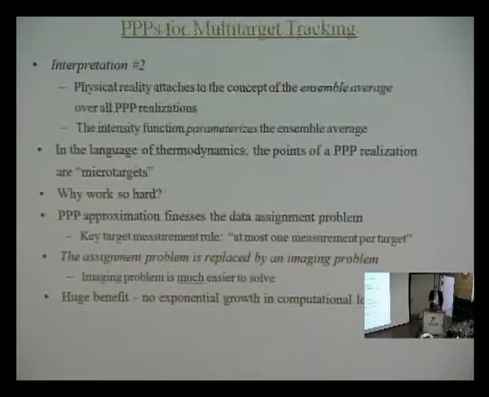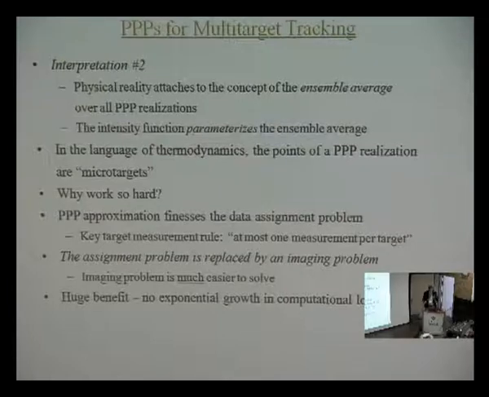The second one, the one I prefer, the one I think works really well, is that the physical reality of the model attaches not to the concept of the realizations, but rather to the average rate at which occurrences occur over an ensemble of realizations. And that average number is parameterized by the intensity function, which is where your intuition lies. That's fine. That's a good place for it to lie. It does not lie in the realizations that lay behind it.